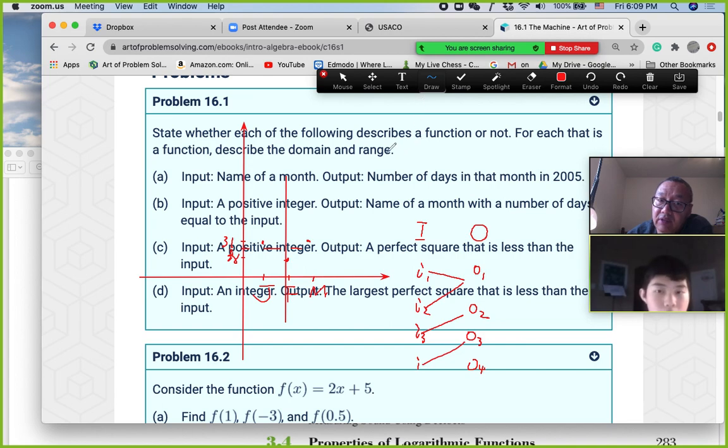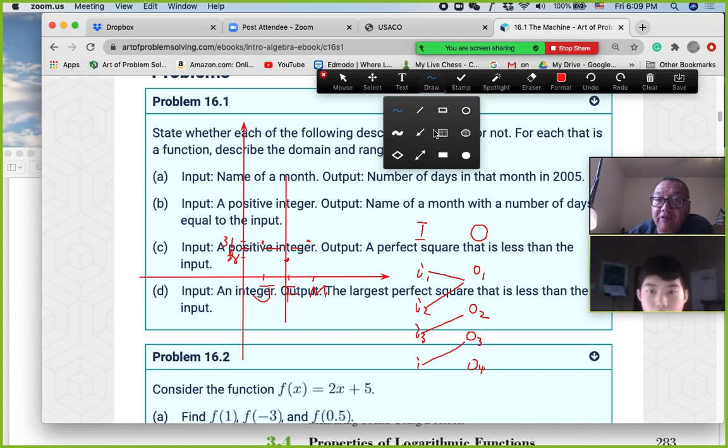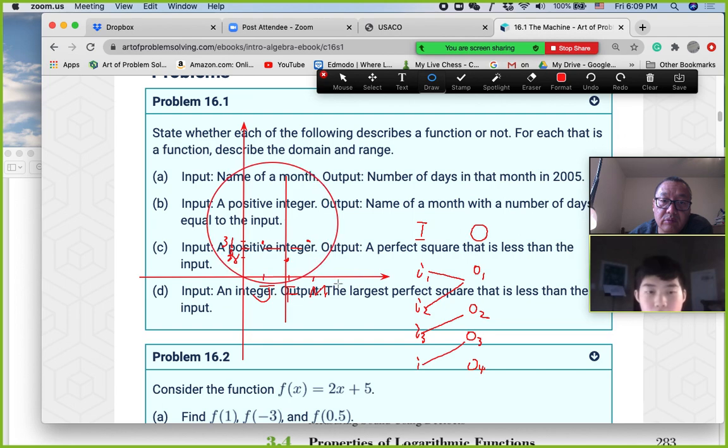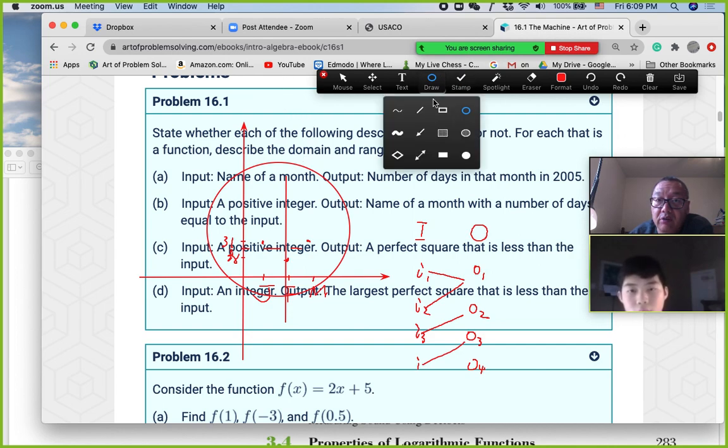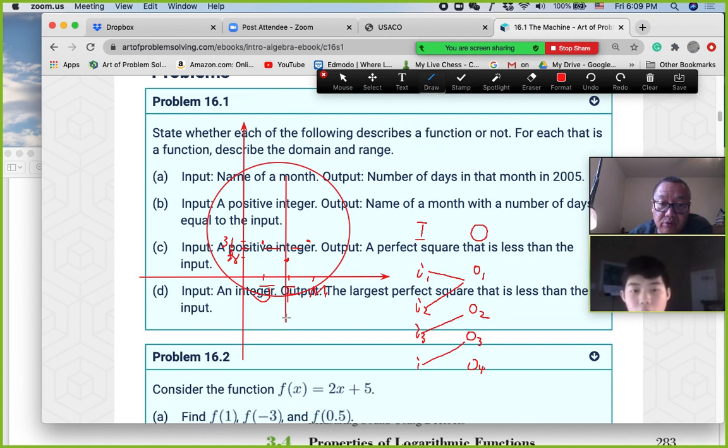Now suppose you have a circle like this. When you draw a vertical line, you have two intersection points, right? So it's not a function. See, this one is y1, this one is y2. For the same x coordinate, you have two y coordinates corresponding to this x coordinate. This one is not a function, right?